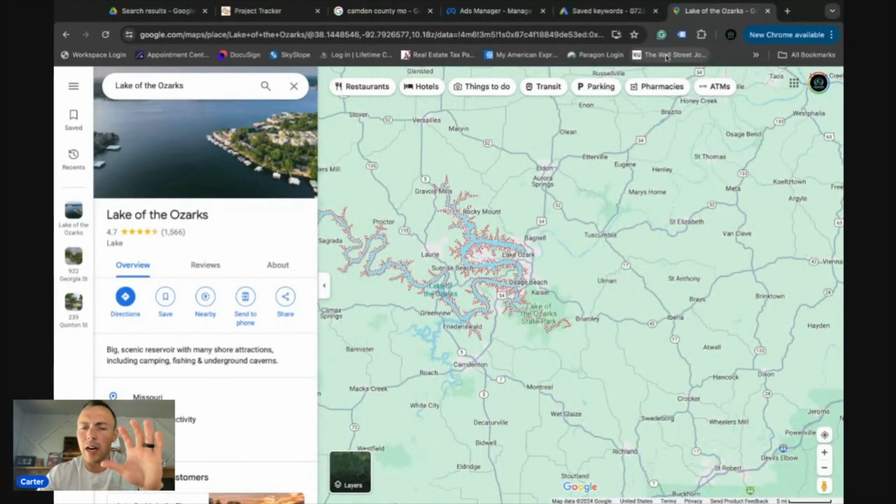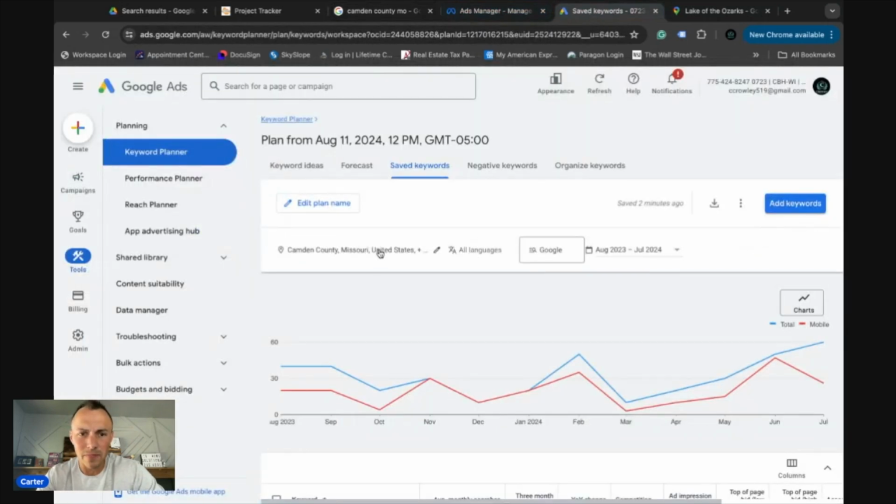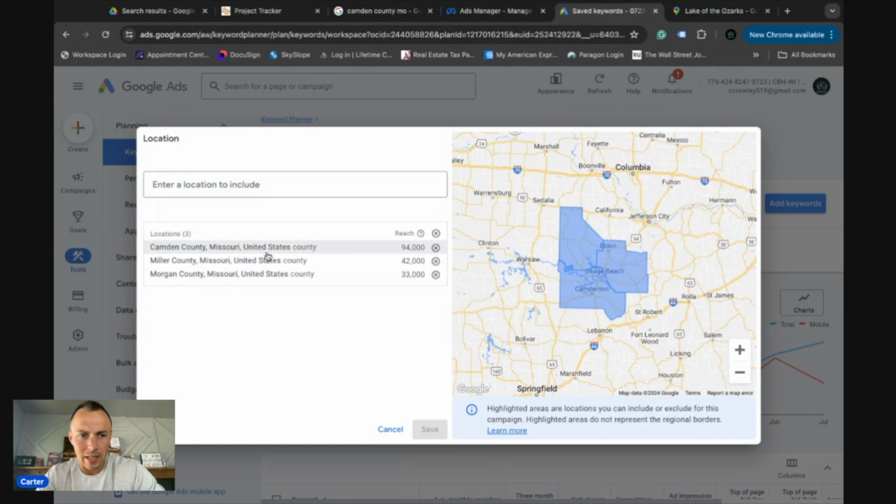But there's specific counties that are not densely populated. So I'm going to show you what I first do when I'm building out a Google ads campaign, a Facebook ads campaign. And that is I go to the county level. So Camden County is one of them. I think there's like Miller County. And then, so there's Camden, Miller, and Morgan County, Missouri.